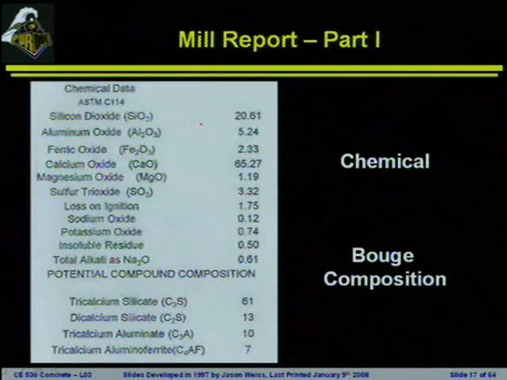On one side, you'll see a lot of this chemical data. This is the type of information that we were showing before. This information is determined using ASTM C114, which is the ASTM to give you information on the chemical data. And then you'll see that a lot of the different materials that we've been talking about up to this point, silicon dioxide, calcium oxide, are all shown here with their weight percentages. So it gives you the chemistry of the system.